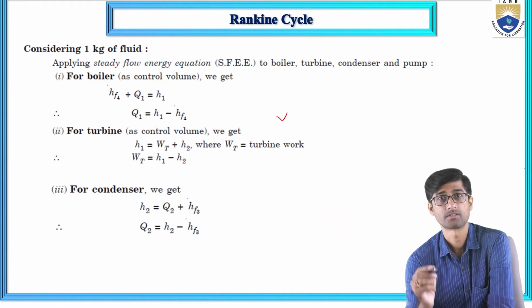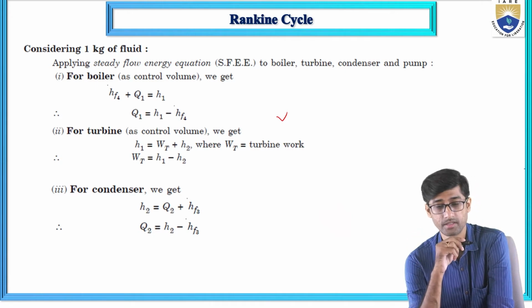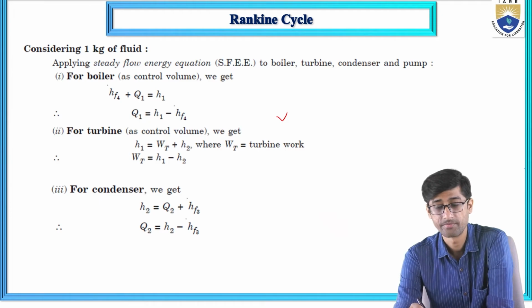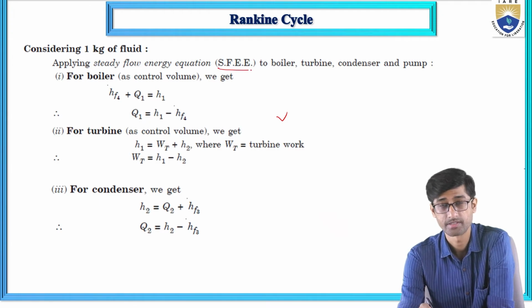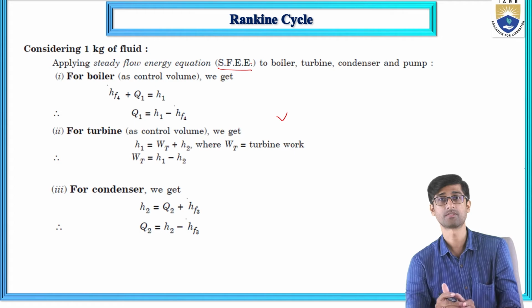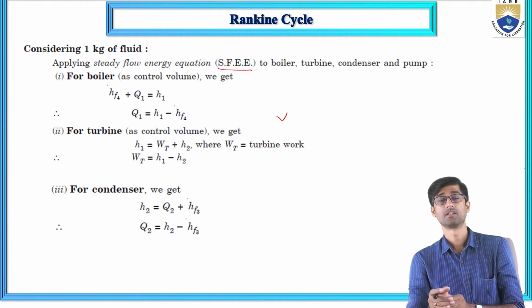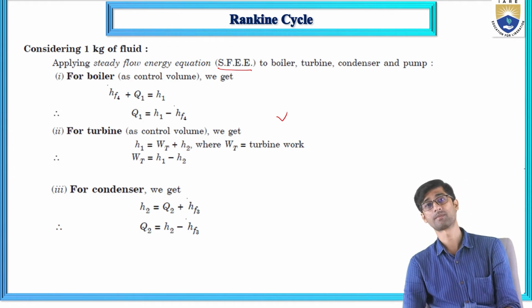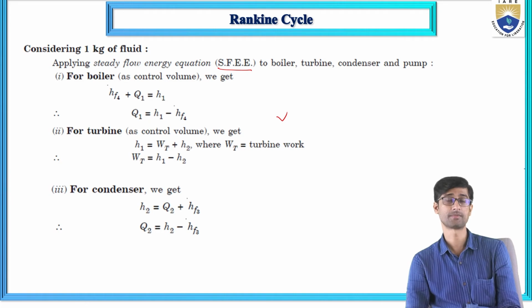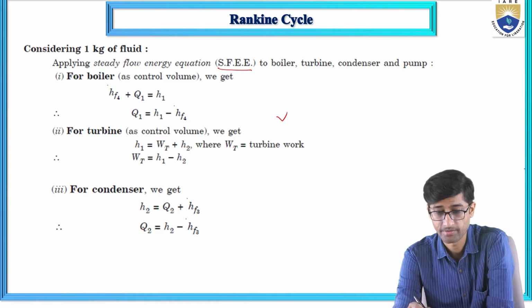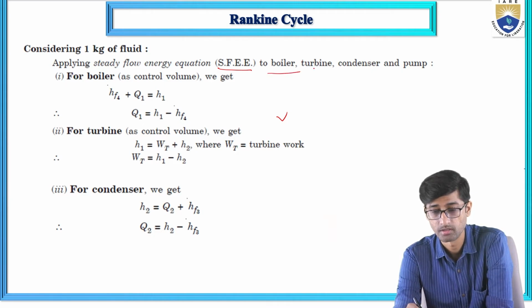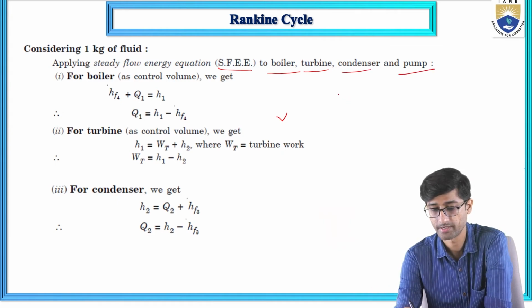Already I have told, let us consider 1 kg of liquid. Now we are applying the steady flow energy balance equation, SFEE. That is called the steady flow energy balance equation. Already we have studied the first law of thermodynamics in thermodynamics. That is applied to a flow process, the steady flow energy balance equation. Now we are applying it to the boiler, turbine, condenser and pump. Now let us draw a TS diagram.